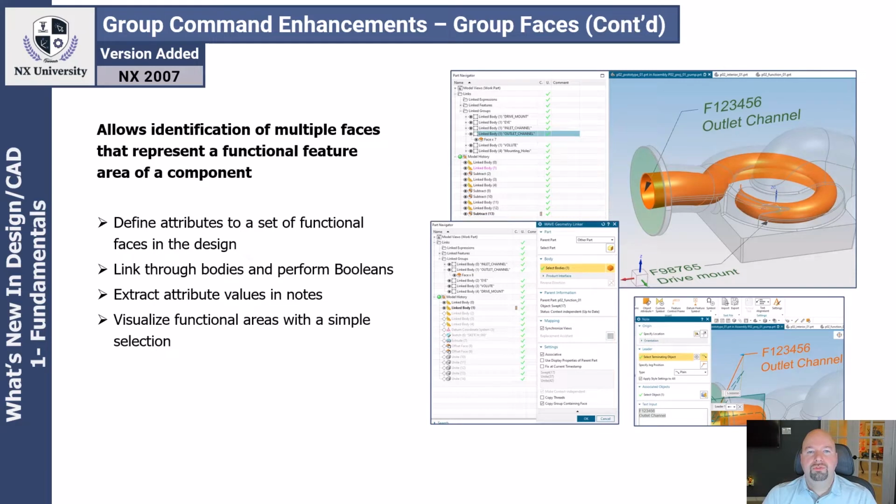This also allows for identification of multiple faces that represent a functional feature area of the component. We can define attributes to set a functional face inside the design. We can link through bodies and perform Boolean operations here. We can extract attribute values inside of notes, such as a PMI note in another part file. And it's going to allow you to visualize functional areas with a simple selection on that particular group of faces.